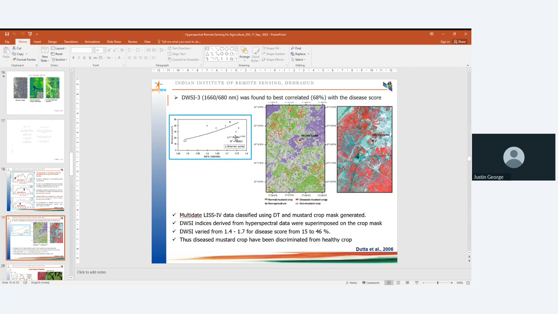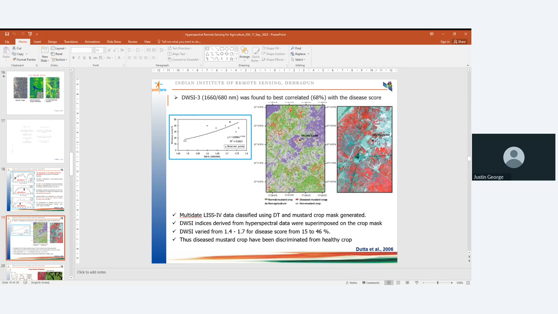So they have generated an exponential equation, and simultaneously they computed the multi-date disease score data. They classified using a decision tree and a mustard crop mask. Ultimately the relationship for identification of diseased crops is applied only onto the pixels which contain the mustard crop. The DWSI derived was superimposed onto the crop mask, and it varied from 1.4 to 1.7 for disease score.